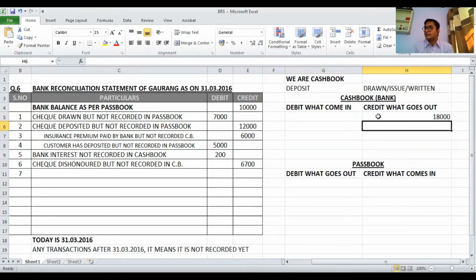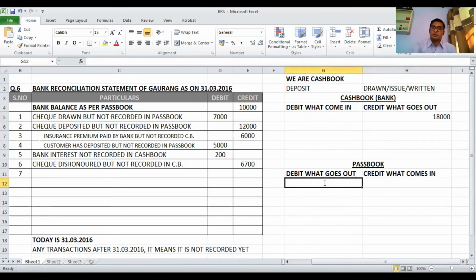But out of the 18,000 checks, 6,000 were presented for payment till 31st March 2016. It means the total 18,000 check that we have drawn is recorded on the credit side. Now in the passbook we have to record on the debit side for 18,000, but out of 18,000 only 6,000 checks were presented till 31st March. It means 6,000 checks are recorded, and 12,000 checks are not recorded. So now we have to do what the passbook has not done.